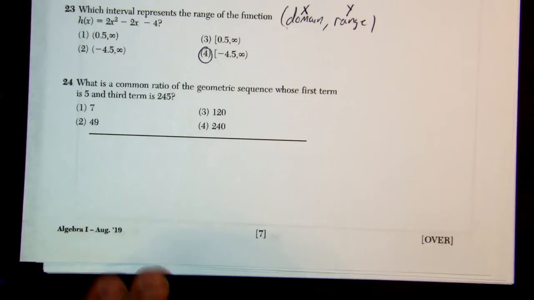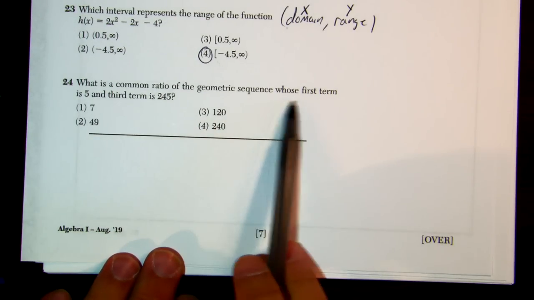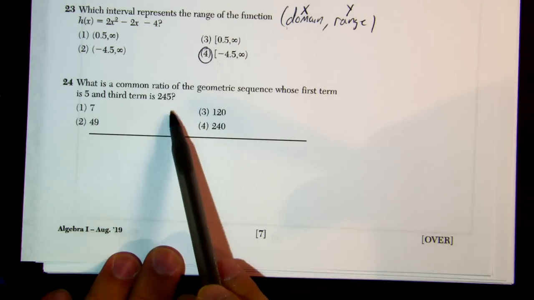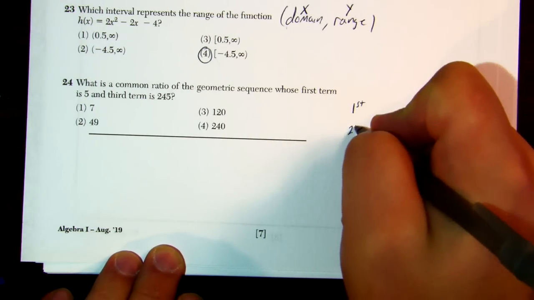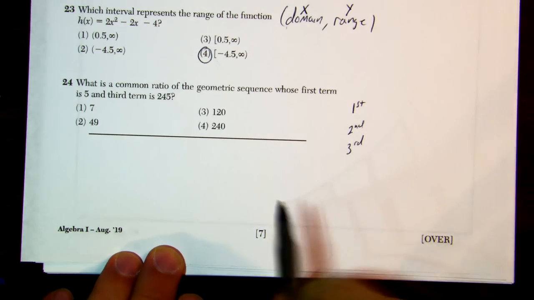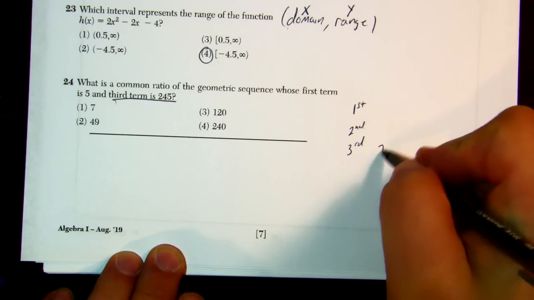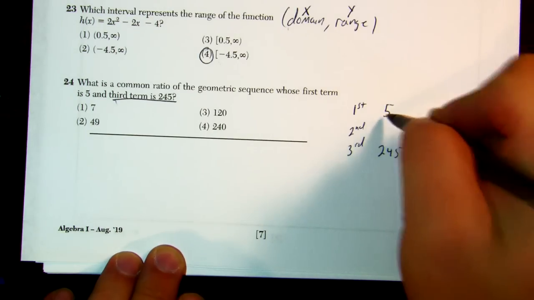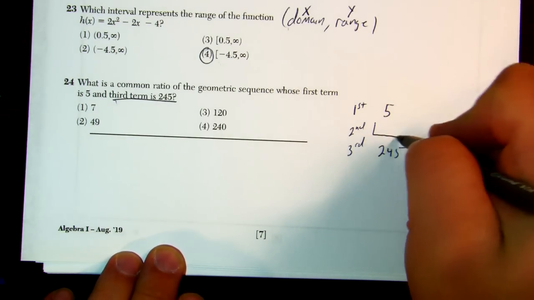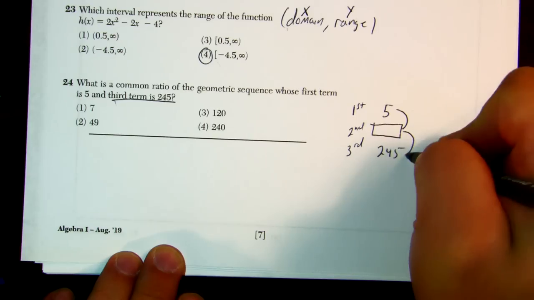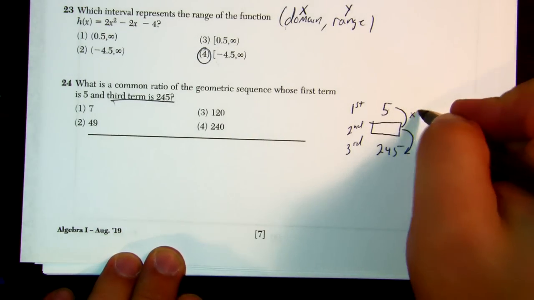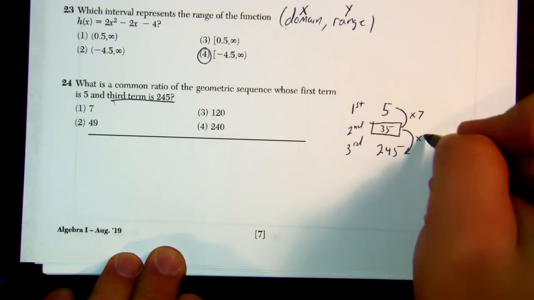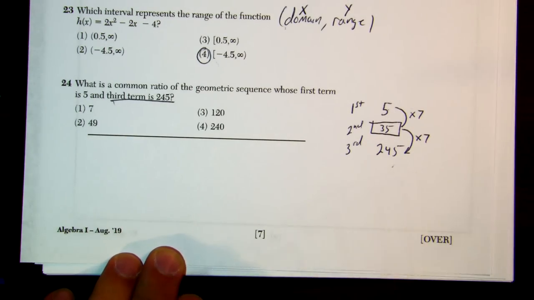Okay, last one. Says the common ratio of a geometric sequence whose first term is 5 and third term is 245 is. So we have a first, second, we got a bunch of terms here, okay? And they tell us that the third is 245. This one is 5. So what number can we continue to multiply by to get to 245? So if you look at choice 1 here at 7, 5 times 7 is 35. And then 35 times 7 again does give us 245. So it is choice 1.